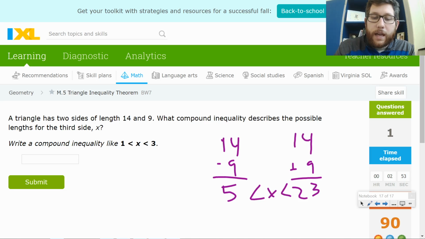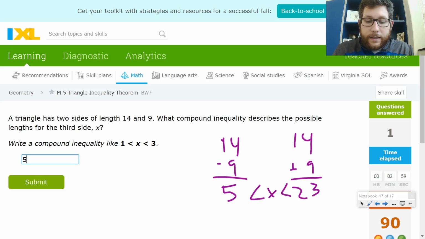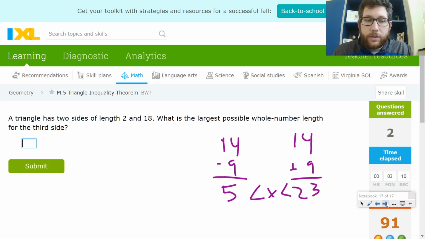And so what I'm going to type into the box here is exactly what I wrote down. I'm going to write 5. The less than sign should be next to the letter M. Okay, 5 is less than X, is less than 23. We're just going to go ahead and try that. And there you go. So that's what those two are going to look like.